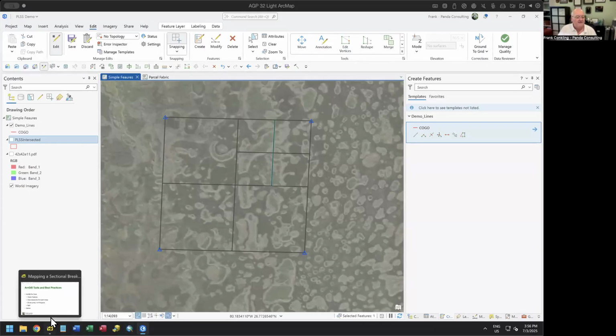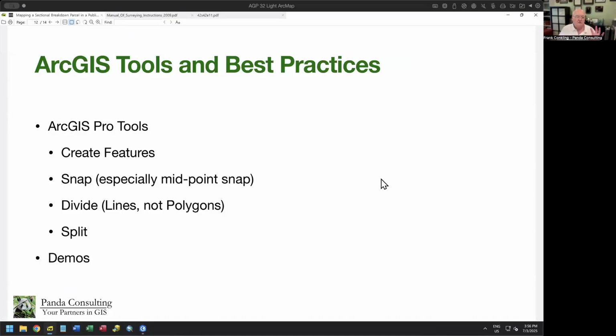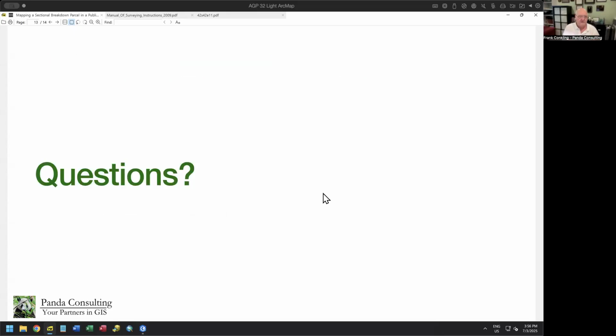All right, these are general tools. You want to look at doing splits, maybe divides. You want to look at Planarize. These are normal rules you want to follow. You do not want to divide polygons, where you divide by widths and such. You don't want to do that. Instead, you want to divide lines, because within the public land survey system, divisions are by distances, not by areas.